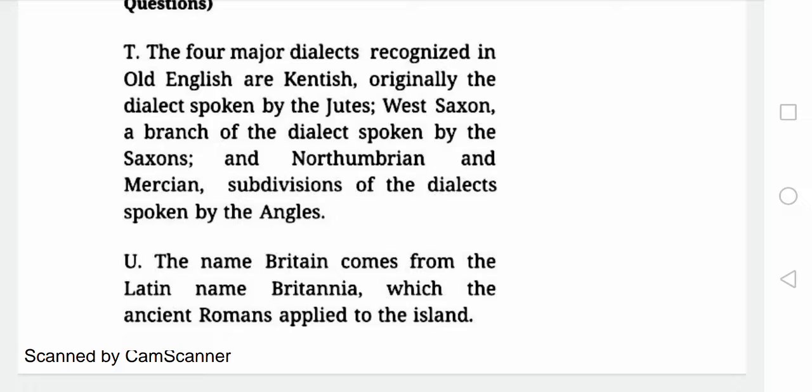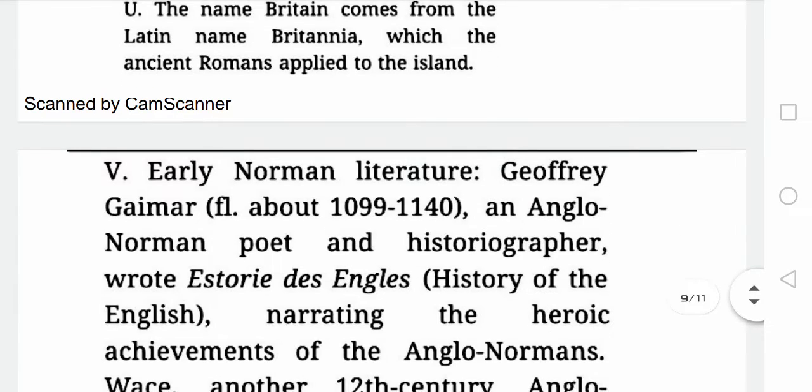And the name Britain comes from the Latin word Britannia, applied by the ancient Romans to the island.